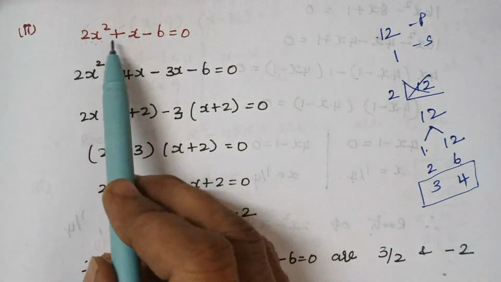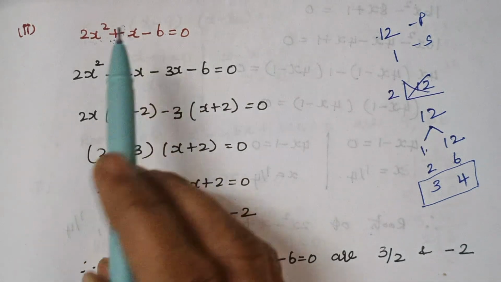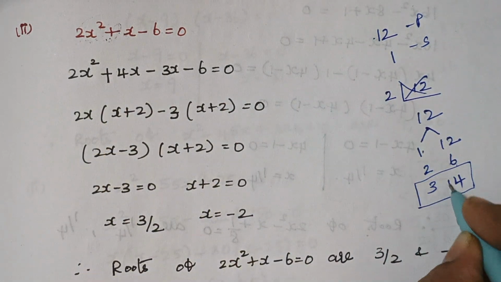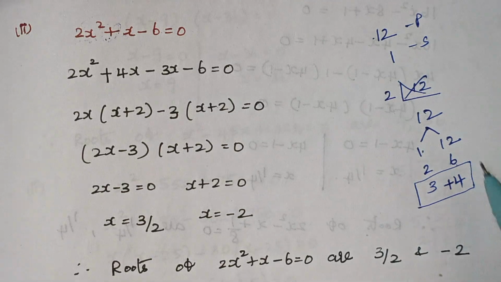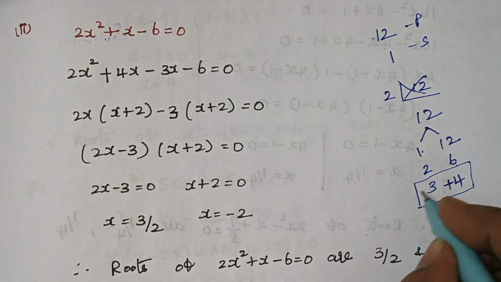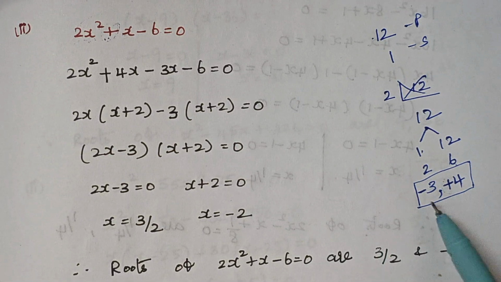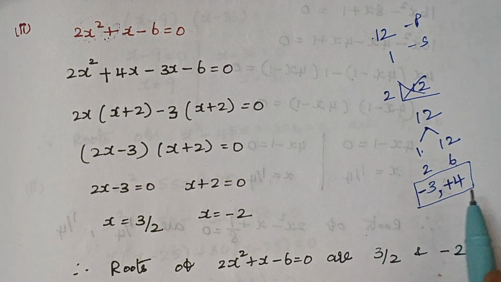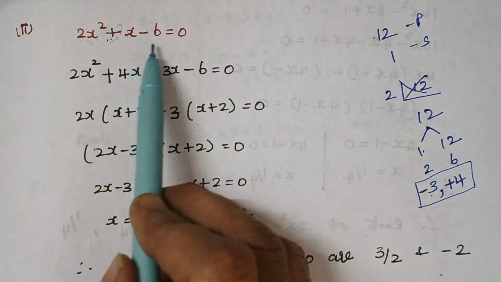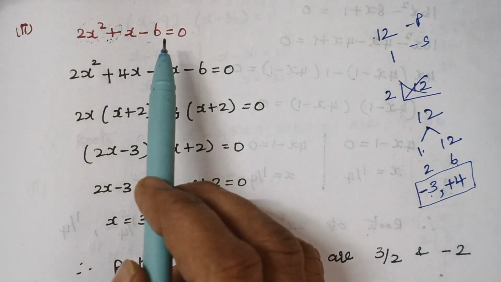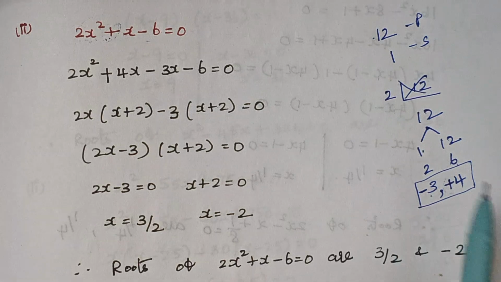Now what about the sign here? Here it is a plus sign. Therefore, here you should have a plus sign. That is, the bigger number is given the plus sign and this number the minus sign. So 4 minus 3 gives you plus 1, and 4 into minus 3 gives you minus 12, because here we are having a term with the minus sign. So here we are selecting this minus 3 and plus 4.